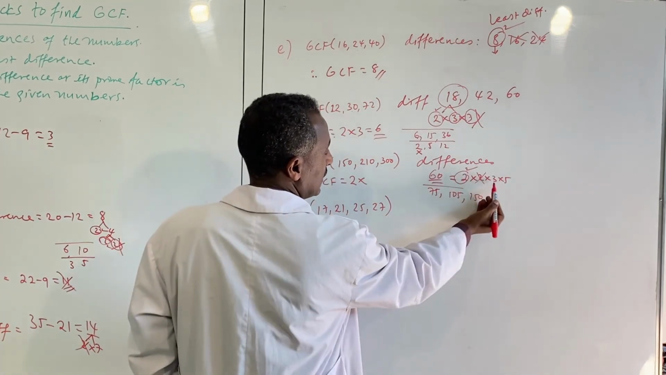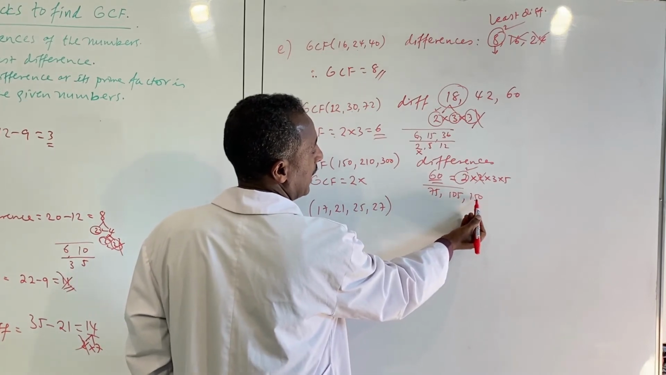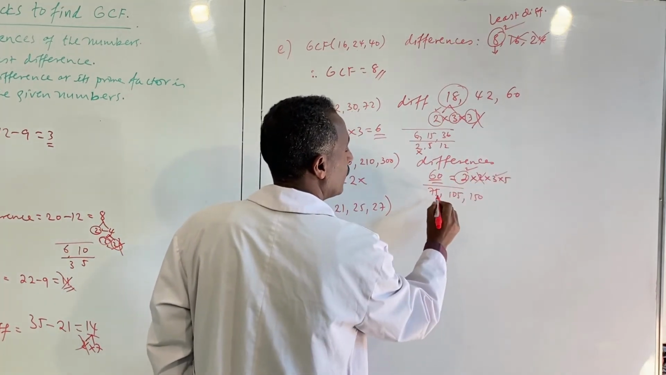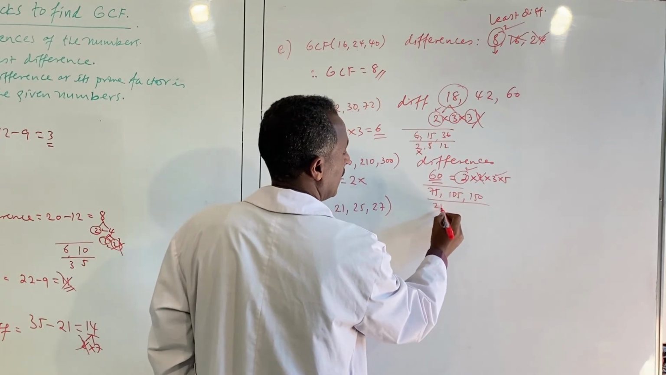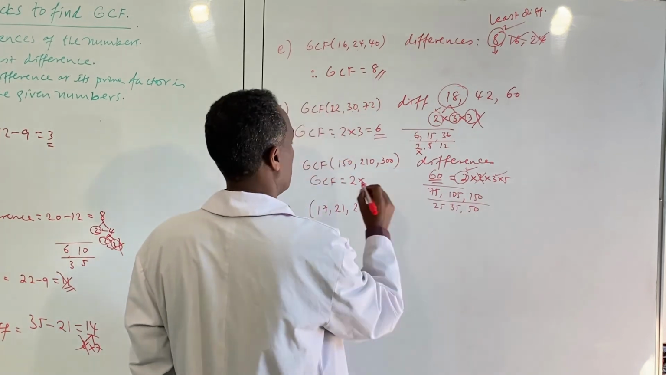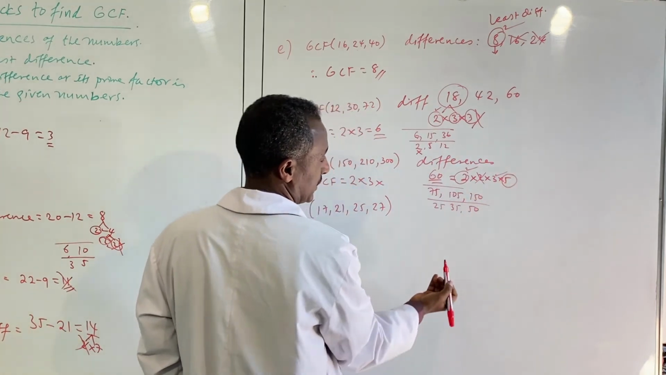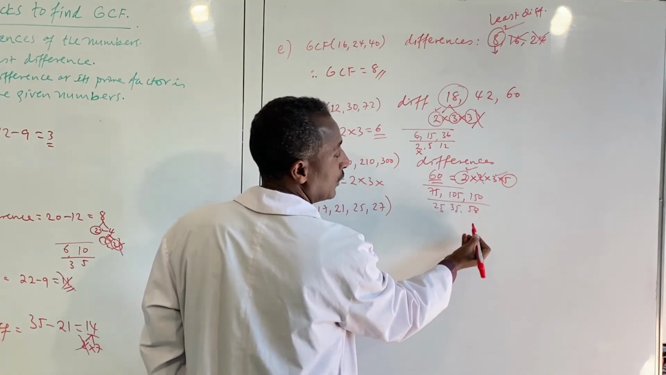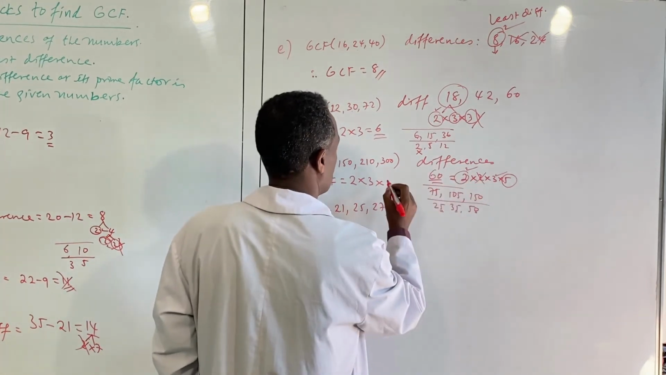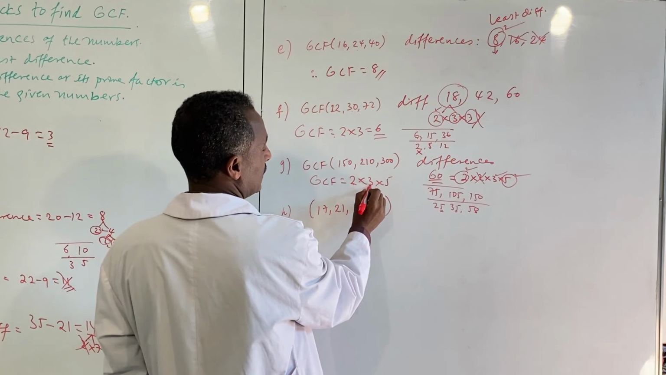Does 3 divide these 3 numbers? Yes. 75, 105, and 150 are divisible by 3. So, we take this one. When you divide by 3, this will be 25. This will be 35. This will be 50. Okay. So, 3 is here. And finally, we check if this 5 is a factor of these 3. Yes, because the last digits are 5 and 0. So the numbers are multiples of 5. So 5 is also here. We accept this one. So the GCF is 2 times 3 times 5, which is 30.